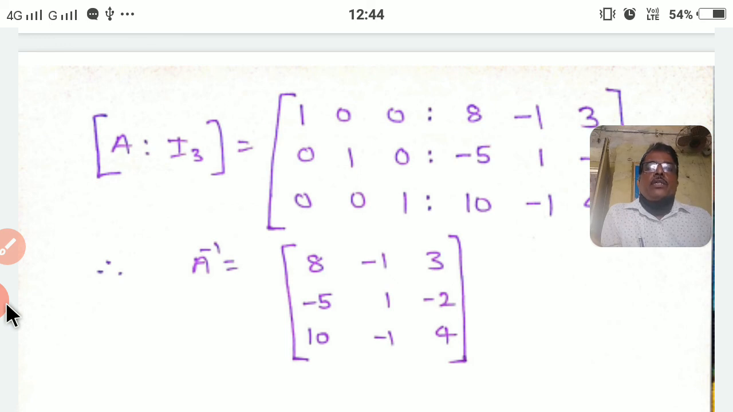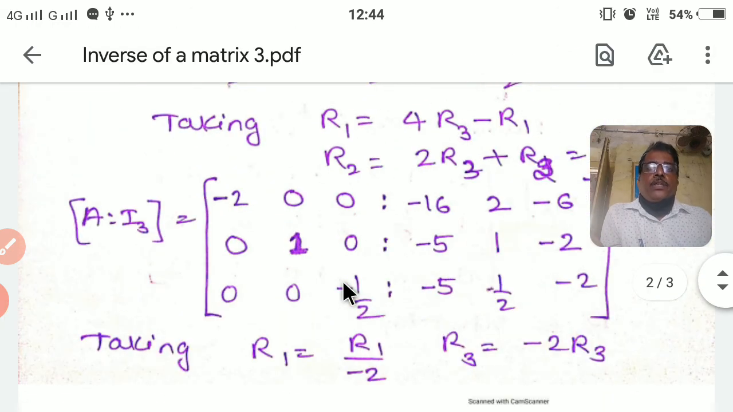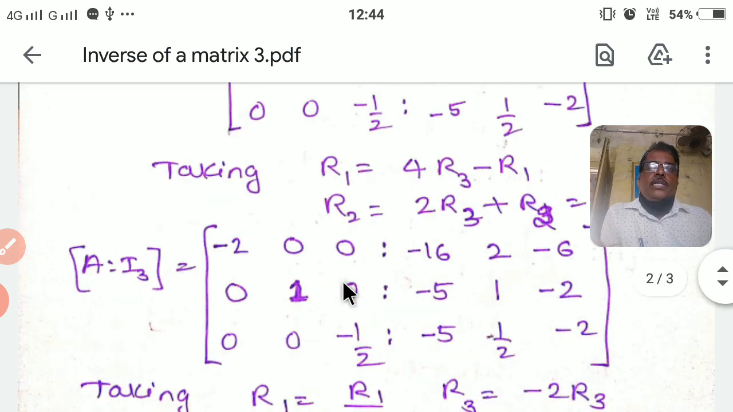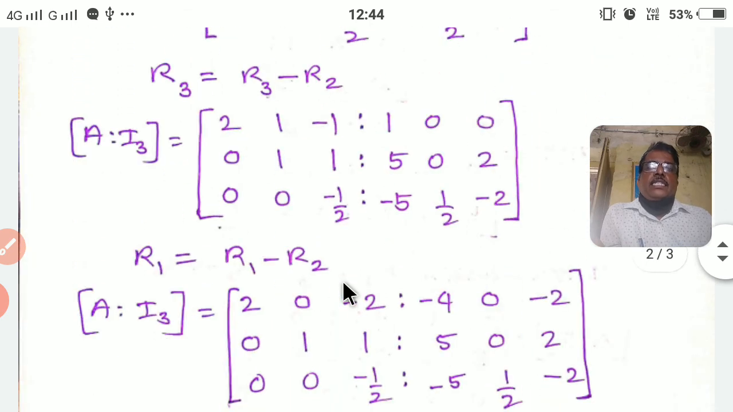So I have given another problem as homework, so please try to solve these problems. The only thing is that you have to apply the row transformations in such a way that it should take the form of a unit matrix. Then if it takes the form of a unit matrix, it will convert into some other form.